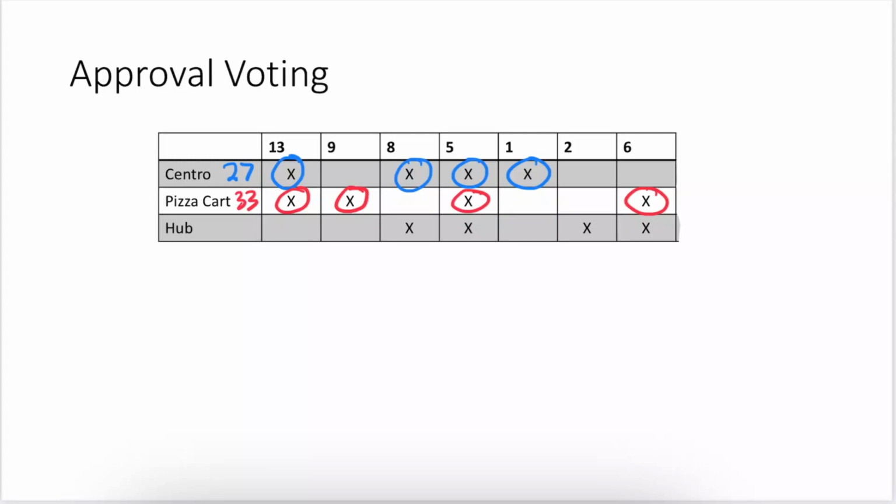And then I can do the same thing for the Hub, and I can say, well, I have 8 people plus 5 people plus 2 plus 6. And all of those people approve of the Hub, so we'll do 8 plus 5 plus 2 plus 6. And that tells me that there are 21 people who approve of the Hub. And so based on these results, the winner of this approval vote would be the Pizza Cart. So that's how approval voting works. And if you have any questions, please let me know.